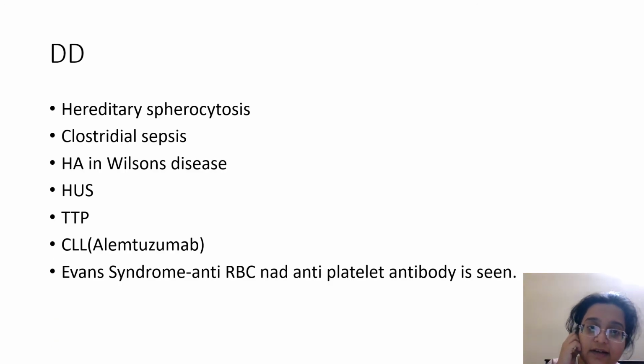Again, the differences, hereditary spherocytosis. Look, you will get spherocytes in most of the hemolysis. Here you have to go for the molecular analysis, the enzyme analysis, etc. to be very sure that this is a hereditary and not an acquired spherocytosis. Again, I told you, bacterial infection, Clostridial sepsis, you will again get hemolysis because of complement activation and mediation, etc. Then Wilson's disease, HUS, TTP, CLL, Evans, I've told you.